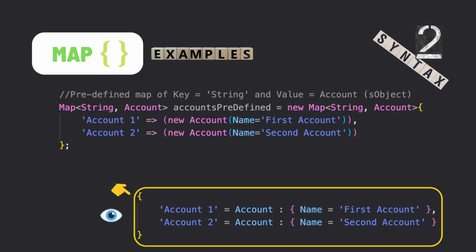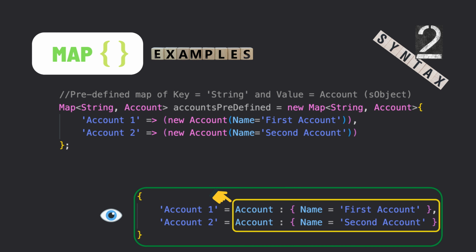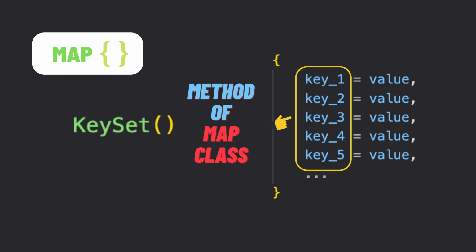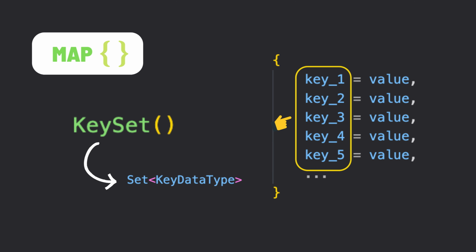Here's the graphic on how it would look. Notice that we have the sObject structure as our map values. Now that we know what the map collection appears like, there are 2 questions to think about. Number 1, what if we want to get all the keys from the map variable? To do so, we use the keySet method that will return a set of whatever the key data type is. It returns a set because the keys are unique.